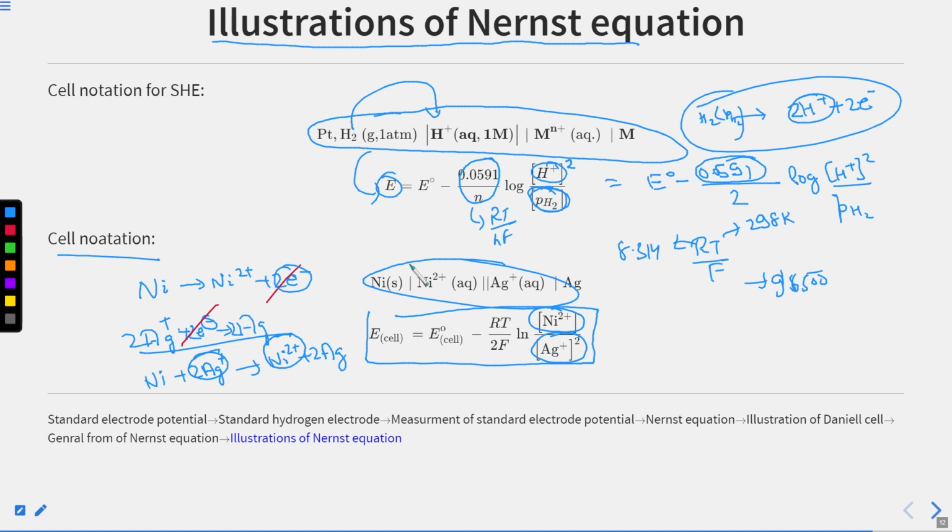So this was for today's class. We have basically seen what the Nernst equation is and how we can apply it to different types of cells. So thank you for today's time. With this, I end my lecture.